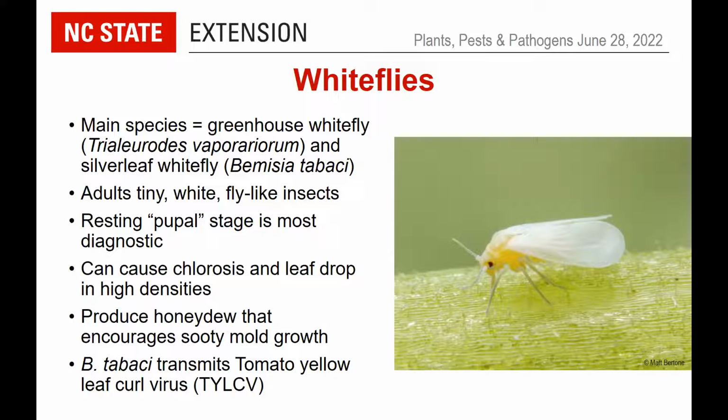So these can cause chlorosis and leaf drop in high densities, and they do produce honeydew that can encourage sooty mold growth. Furthermore, Bemisia transmits tomato yellow leaf curl virus, which we're actually seeing a good bit of lately. The leaves of the tomatoes are stunted, their edges curl up, and they get very gnarly looking and yellow in color. So this is an important virus and an important vector of the virus.